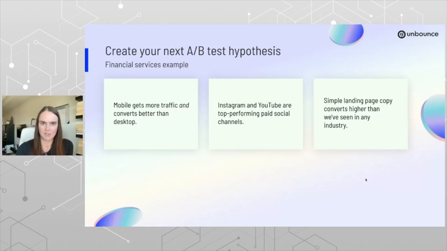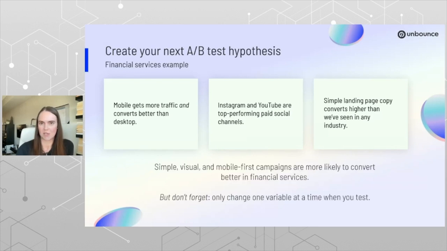So in financial services, all of this benchmark data is adding up to tell us that simple and visual campaigns will likely convert better. And depending on your campaign, you could actually validate this hypothesis by testing a few different things. You could look at creating a more visual hero section on your landing page, or even just start by simplifying your copy. What's most important is that you only test one variable at a time.